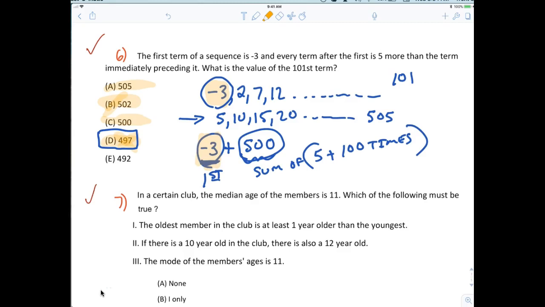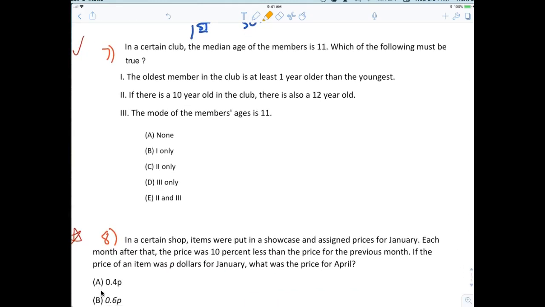Let's look at number 7. It says, in a certain club, the median age of the members is 11. Which of the following statements must be true? Now, how many people are in the club? I don't know. I think it's going to be a hard one. The oldest member in the club is at least 1 year older than the youngest. Does that have to be true? No, because you could have a club with just 11-year-olds. In order to be in the club, you have to be 11.